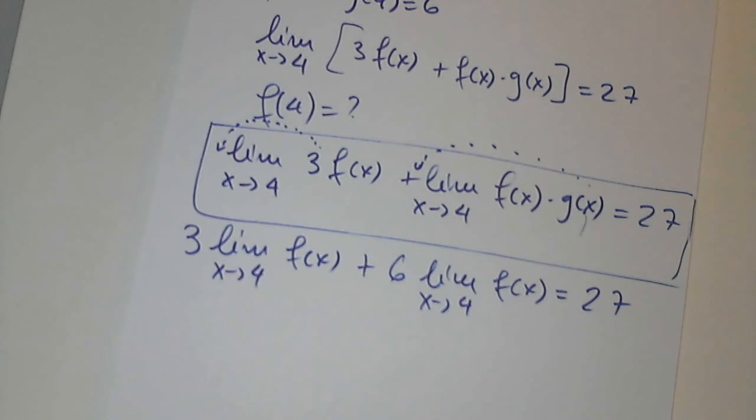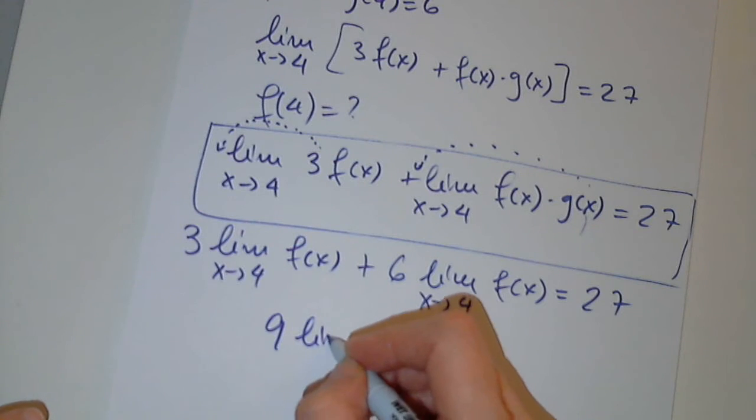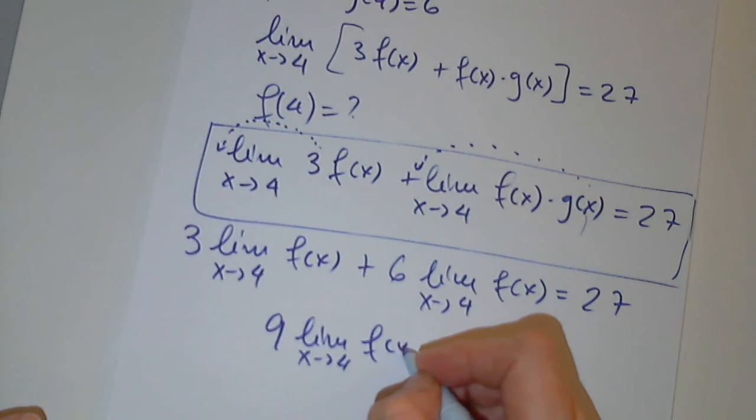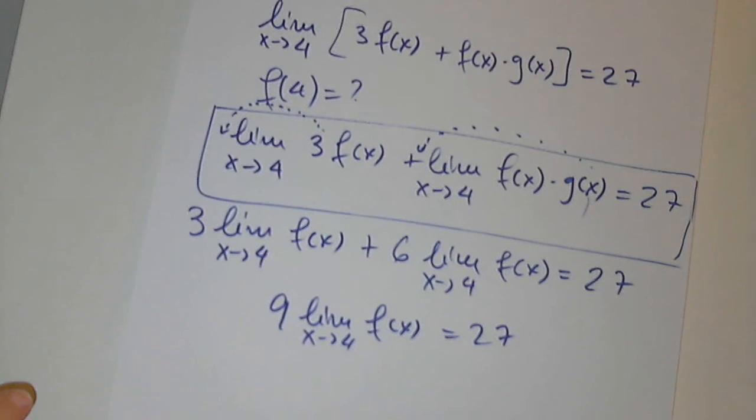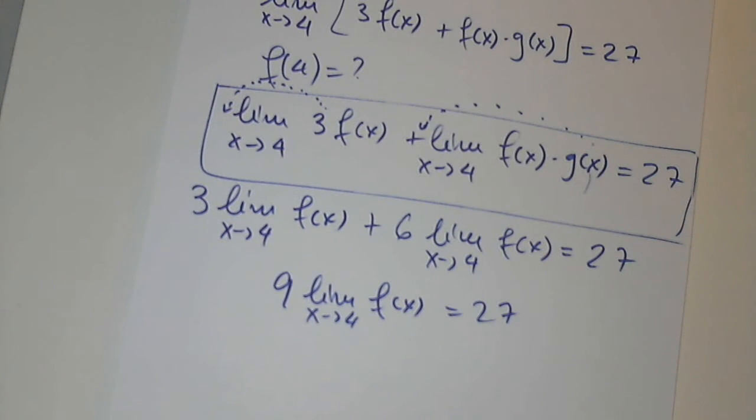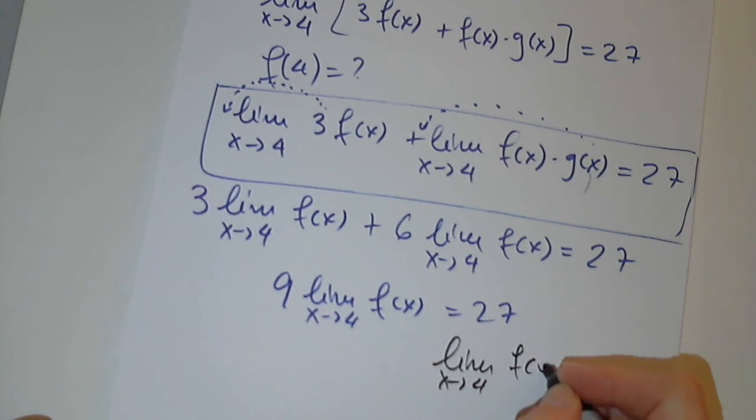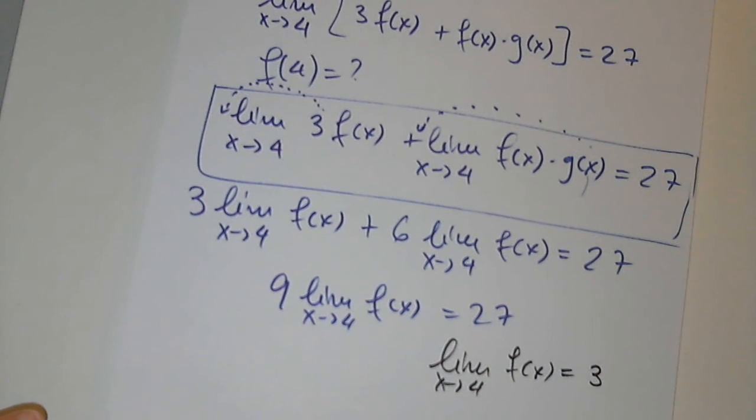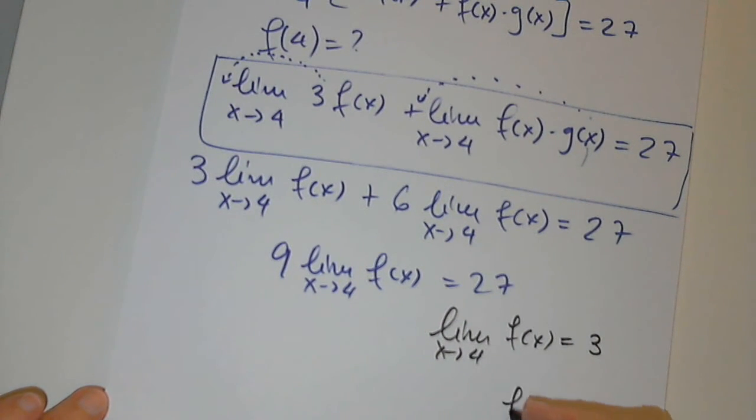And now let's look at the left-hand side. We realize that we can basically combine like terms, because we can say 3 apples plus 6 apples, and then we'll combine and we'll say 9. The limit as x approaches 4 of f of x equals 27. Of course, you're going to tell me what I need to do next, and you will say, very good. So then I have that the limit as x approaches 4 of f of x is 3. Therefore, what do you think f of 4 will be, knowing that this is a continuous function?